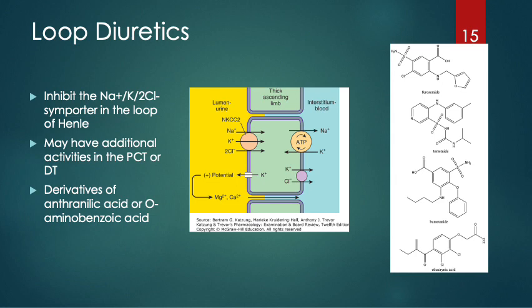All right. So here, shown in the pictures, we have furosemide, torsemide, bumetanide, and ethacrynic acid. Now these are derivatives of anthranilic acid, or o-amino benzoic acid, and we'll take a look at anthranilic acid in the next slide here.